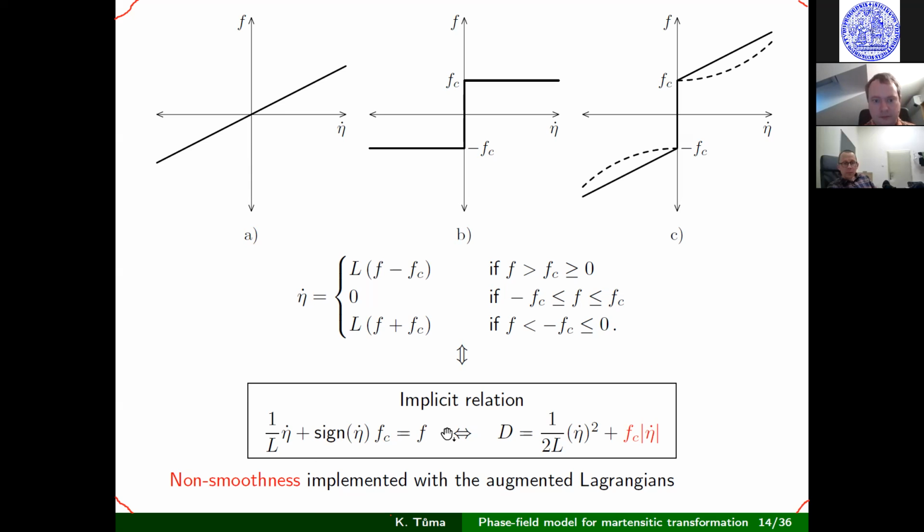And so before we showed how this is related to the dissipation potential if there is no signum, or when FC is equal to zero. If we add this FC, we have to add to the dissipation potential FC times the absolute value of the derivative of eta. So this is very heavy to implement if you do not want to do any approximation. And at the time, we decided to do it exactly without any simplification.